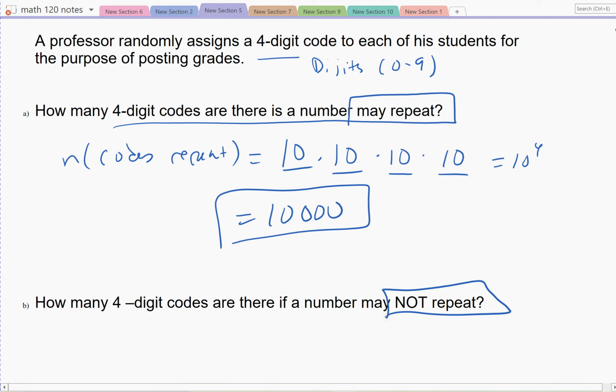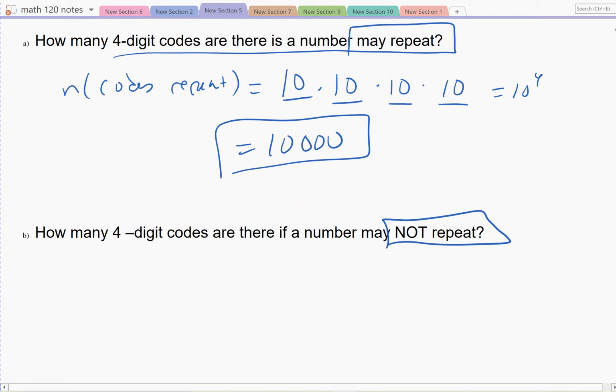Well, how does the problem change if I'm not allowed to repeat? So same thing, I'm still picking a 4-digit code, but this time, if I pick the number 2 in my code, I can't pick it again. There's only one number 2 that shows up in my entire code. All right, so number of ways that I can get my codes with no repeats.